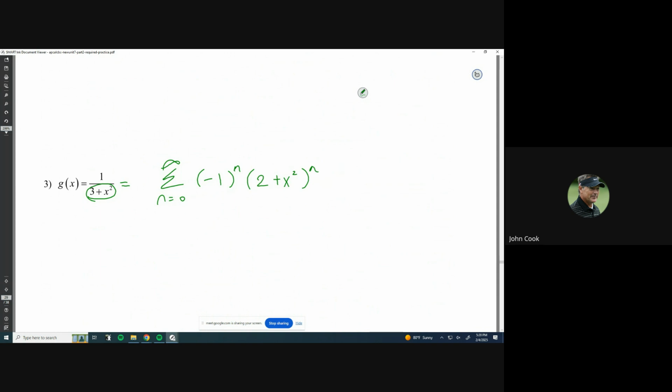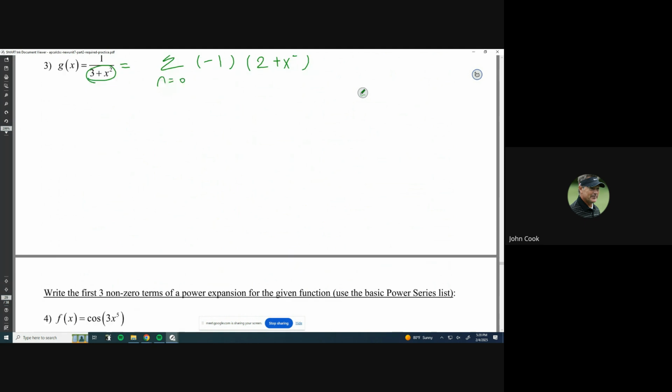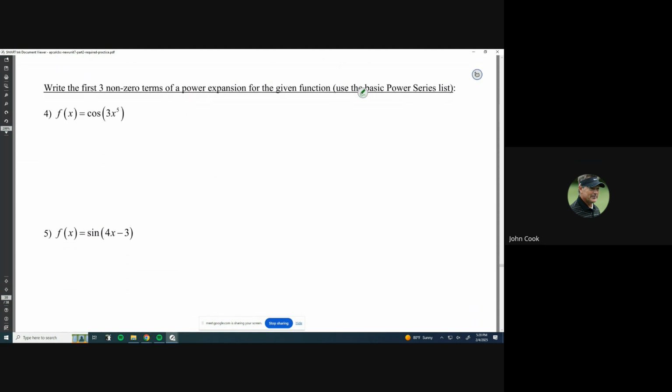And there you go. There's the series. Okay, so that's the first 3. Now we move on to the next one. Let's see. Write the first 3 non-zero terms of a power expansion for the given function. Use the basic power series list again.